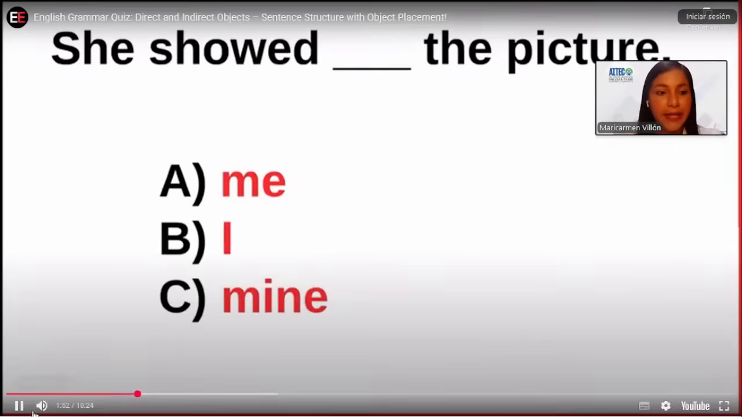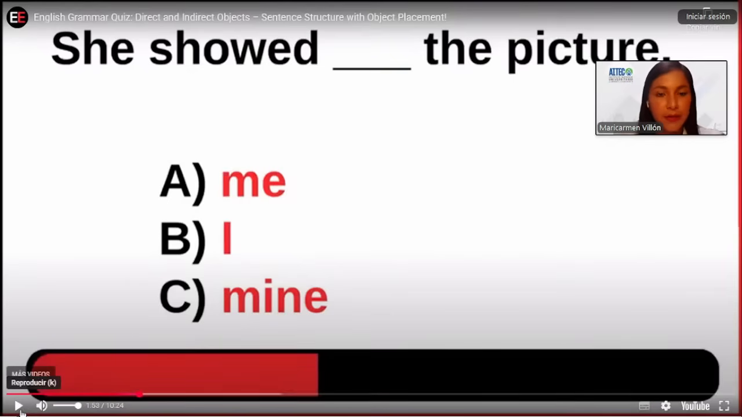All right, here we have another sentence. Let me pause the video. It says, she showed the picture. She, we have the subject, show the action, in past, the picture, that's the thing, that's the direct object. We need who receives the action. Who's being shown? What do you think it is? Is it me, I, or mine?